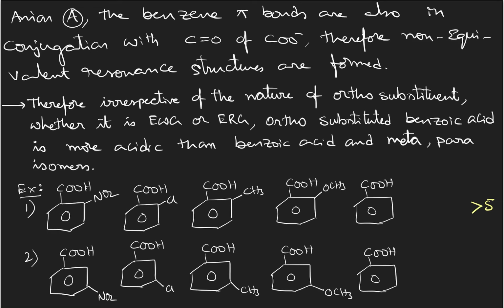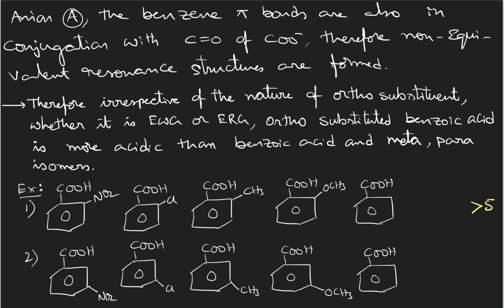Okay. Now, which is more acidic among first, second, third, and fourth? See, all these four have an ortho substituent. So the ortho effect or steric effect is present in all of them. Then how to compare? If the ortho effect is present in all of them, then you have to go to the next factor, that is electronic effects. So what type of electronic effects these groups will show has to be observed.